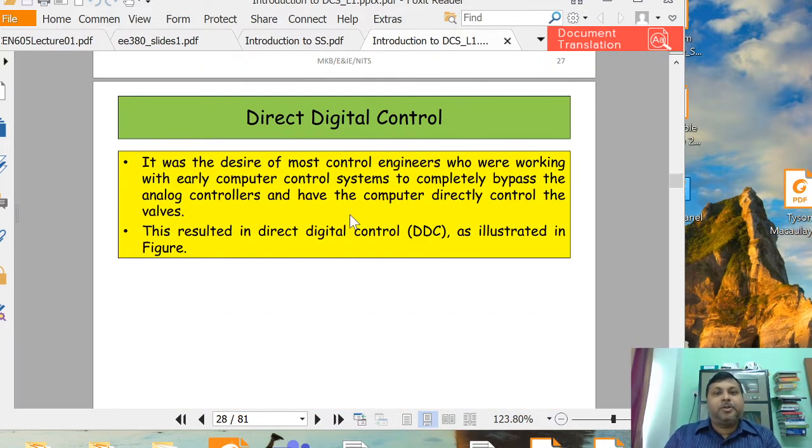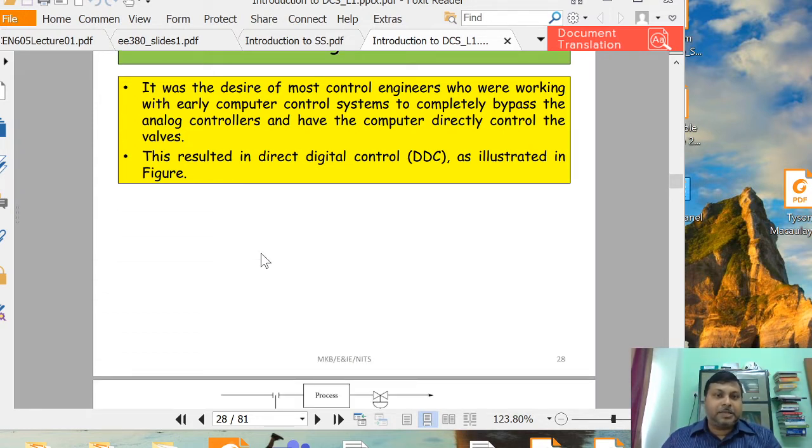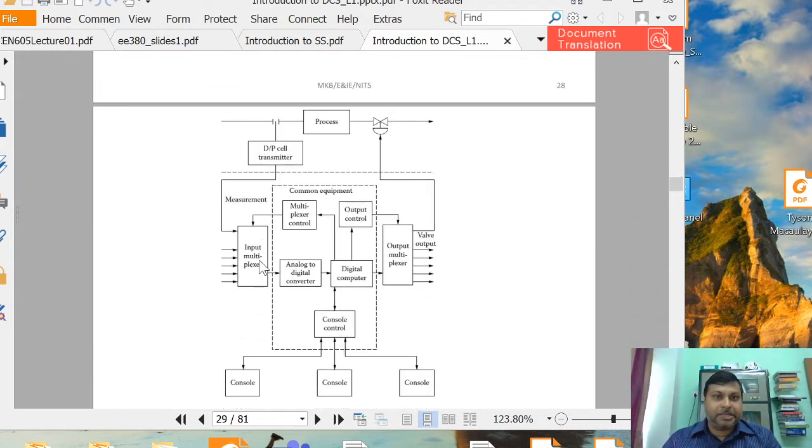Next we are going to discuss the next evolution of the use of computers in the process control industry. It was the desire of most control engineers working with early computer control systems to completely bypass the analog controllers and have the computer directly control the valves or the actuators. This resulted in direct digital control. In this architecture, the computer is used as a controller for the first time. So now we will discuss what we mean by direct digital control, and its architecture.